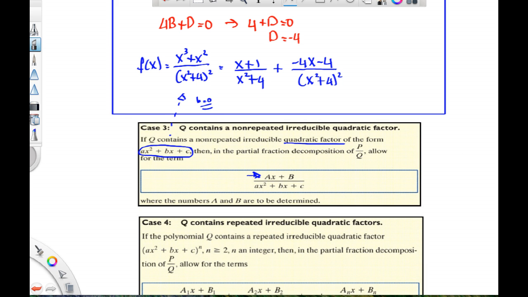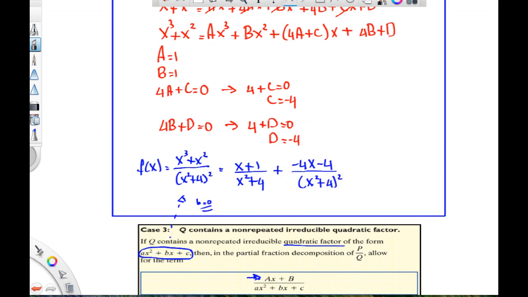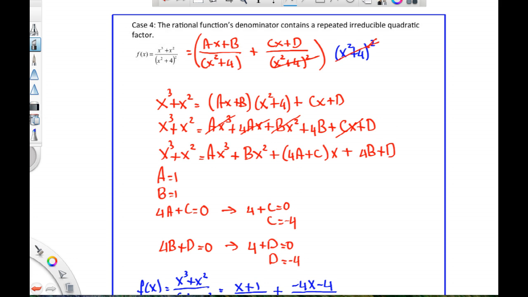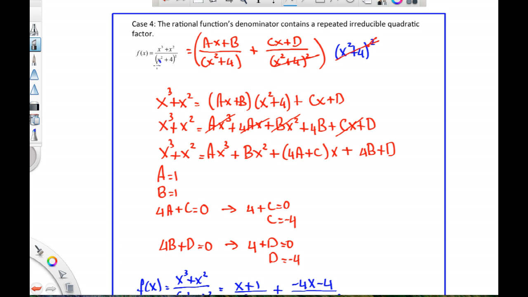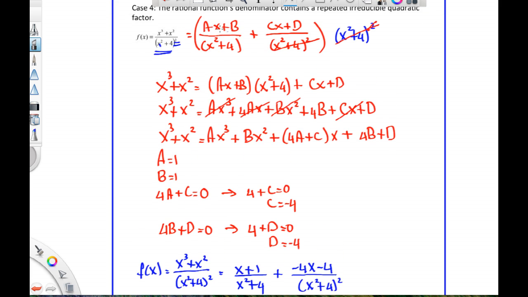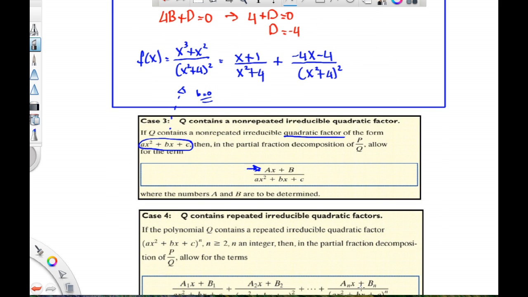And then, as we just saw a moment ago, you can have multiple factors that are quadratic, right? So this was a repeated irreducible quadratic factor. X squared plus 4 is quadratic and it's repeated. So if you have that, then you need an ax plus b over here, and you need a cx plus d over here. And that's basically it. So hopefully this made sense. Thanks.